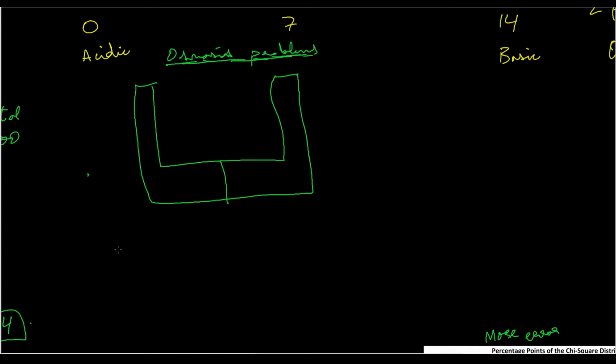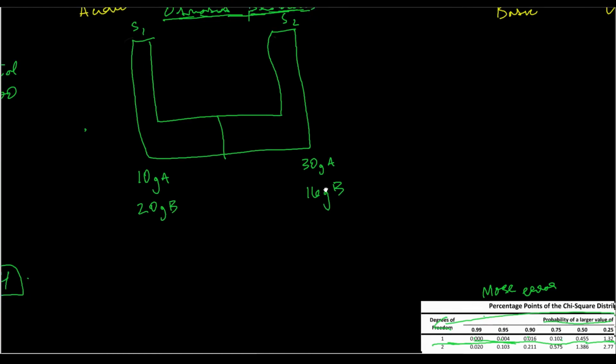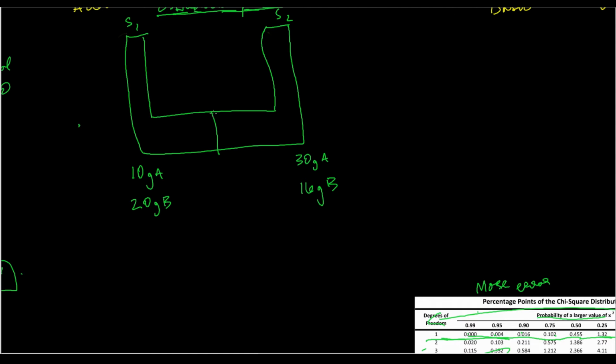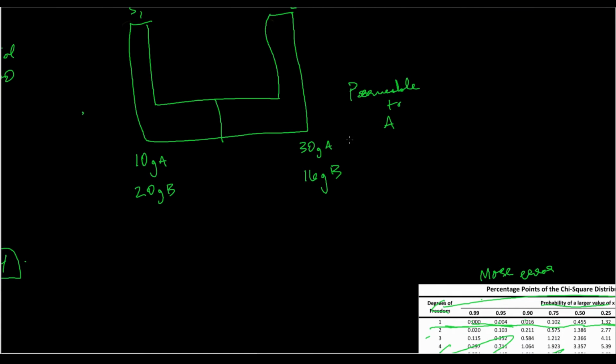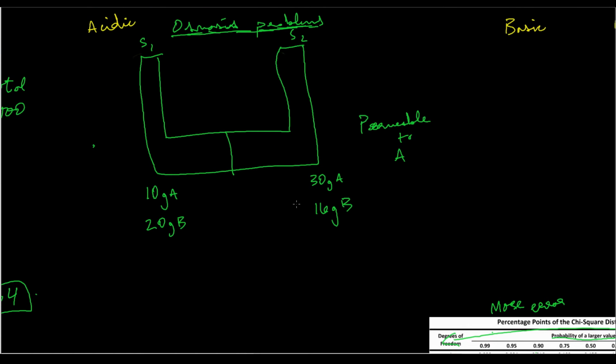All right, so we just have to do a problem for this. So 10 g of A on side 1, and this is side 2, 20 g of B, and then 30 g of A, and then 16 g of B. And the membrane is permeable to A. What they're going to ask you is how much of A is on either side, how is it going to work, where is the water going to be flowing, things like that.